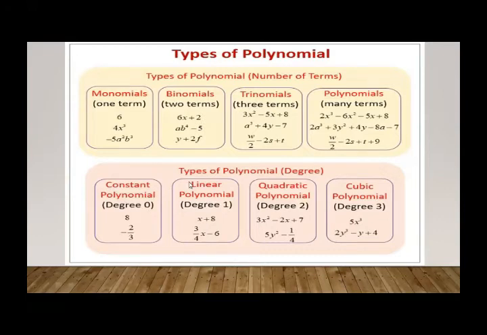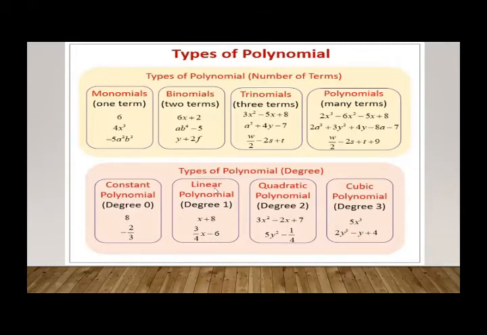Now come to types of polynomial according to degree. Degree means its exponent. So the first one is constant polynomial. The polynomial having degree 0, means its exponent is 0, like 8 or minus 2 upon 3.